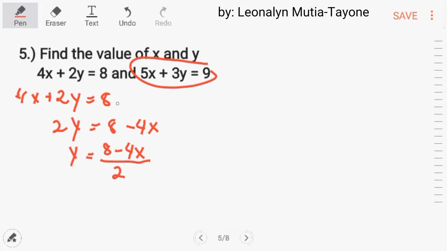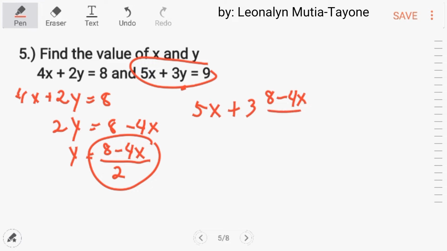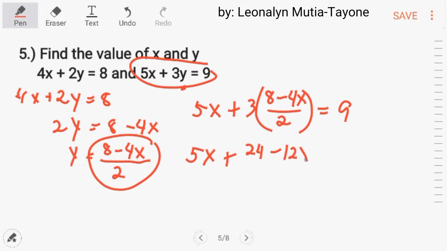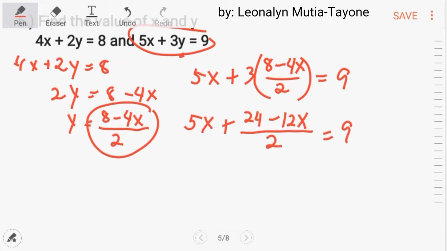So, dito tayo mag-substitute ng y, and that is 5x plus 3 times y, which is equivalent to 8 minus 4x over 2, equals 9. Now, let's solve this one first. 5x plus 3 times 8, and that is 24. And 3 times negative 4x, and that is negative 12x over 2 equals 9.